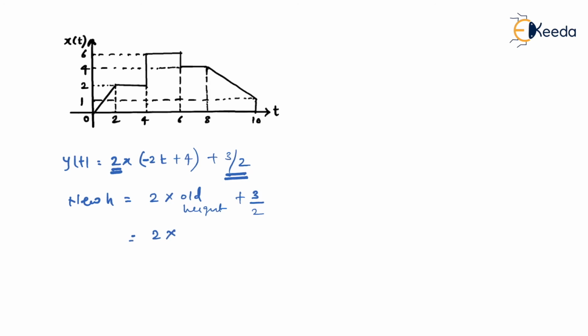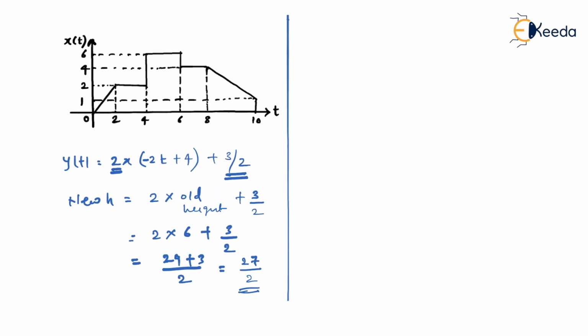So let us see what is the old height here. Old height is 6, so 2 times 6 plus 3 by 2. So it becomes 12 plus 3 by 2, which is 27 by 2. Remember, 27 by 2 is not our answer, okay? It is just the height that we have determined. So this is just the height. Let us try to get what is the width now. That is the new width I want.